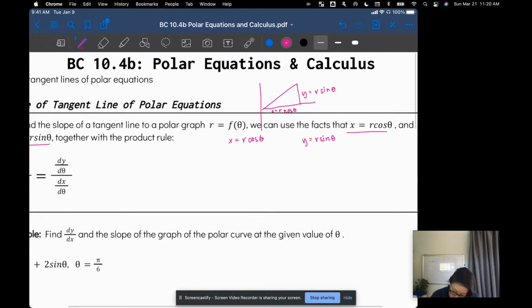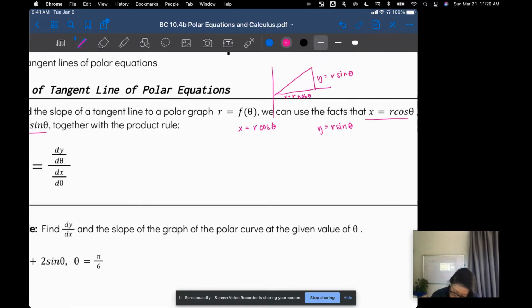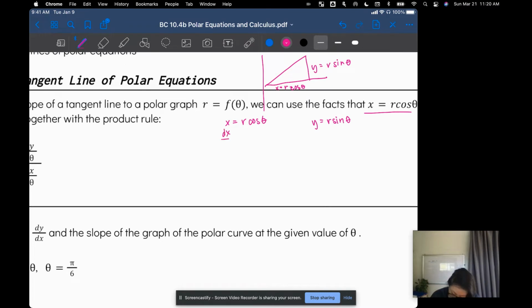Okay, so what we can do is take the derivative of x, so dx d theta is equal to, and because this equation is written in terms of r and theta, we have to apply the product rule. So we have left, right. The left is r. Cosine theta's derivative would be sine theta, but negative, plus right, which is cosine theta, times the derivative of r, which is dr d theta.